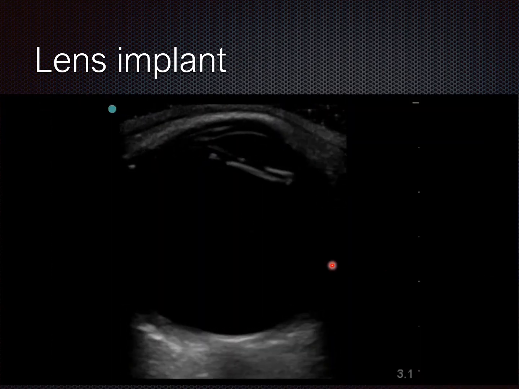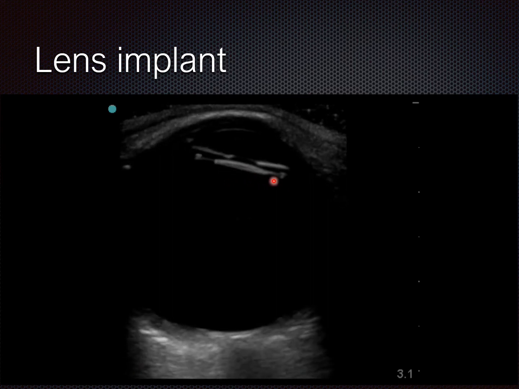This is not really pathology, but it is an abnormal thing that we often see. So now you will see that the lens, instead of being that sort of predictable oval shape, is a perfectly straight, thin, hyperechoic line. And that is what artificial lenses look like.